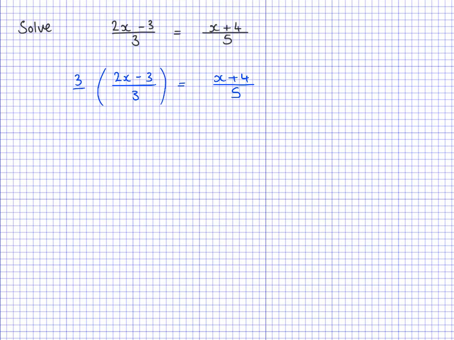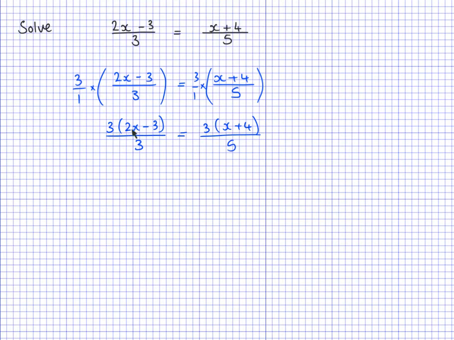Or I can say 3 over 1. Okay? So this is what I'm multiplying this by. And again, I have to do the same here as well. I have to multiply by 3 over 1. So when I have two fractions multiplying together, I multiply the top and I multiply the bottom. So here I'm going to have 3 times all of this. So that will be 3 bracket 2x take away 3, and then over 3, because 1 times 3 is 3. And this is equal to 3 bracket x plus 4 over 5.